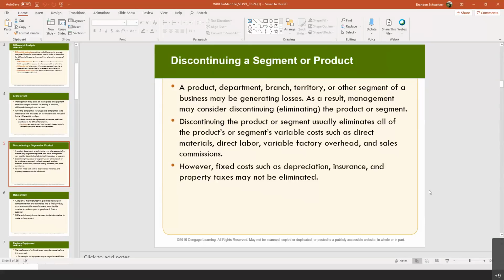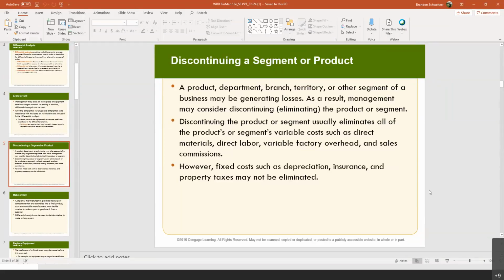And so, a product, department, branch, or territory segment of a business at some point will be generating a loss. For example, the tube TV started generating a loss because nobody wanted to buy it anymore. So as a result, management decided to eliminate the product from sales and manufacturing because, again, it fell out of favor. So that's the reason for discontinuing a product.